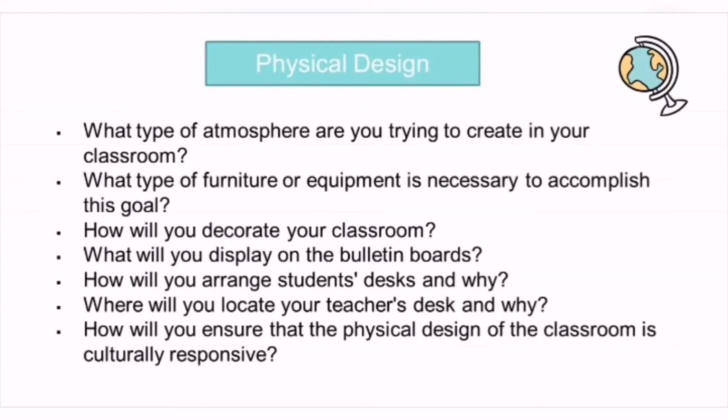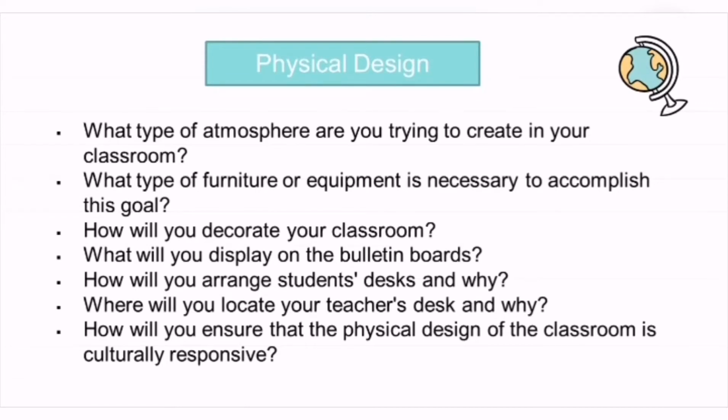The next is physical design. There are 7 questions in physical design. The first is, what type of atmosphere are you trying to create in your classroom? Second, what type of furniture or equipment is necessary to accomplish this goal? Third, how will you decorate your classroom? Fourth, what will you display on the bulletin boards? Fifth, how will you arrange students' desks and why? Sixth, where will you locate your teacher's desk and why? And the last, how will you ensure that the physical design of the classroom is culturally responsive?